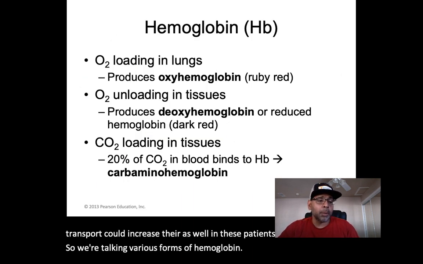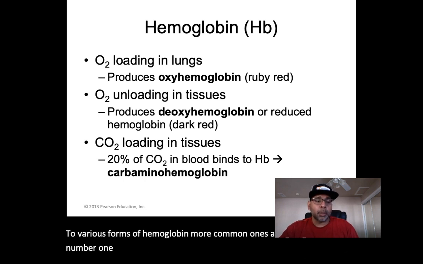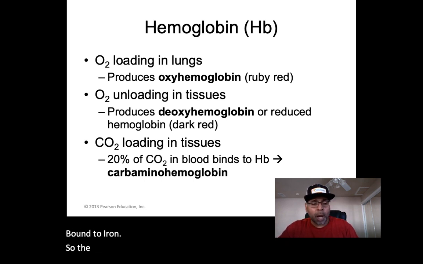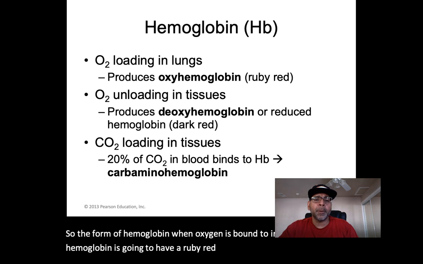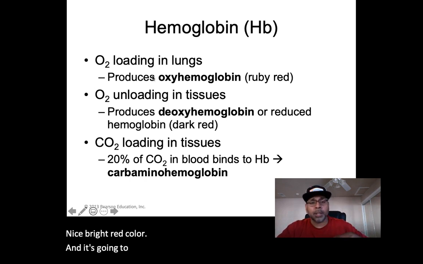More common ones include, number 1, oxyhemoglobin. Oxyhemoglobin is the form of hemoglobin when oxygen is bound to iron, and this hemoglobin has a ruby red color to it, a nice bright red color. This happens when you load oxygen onto these cells, which is happening inside the lungs.